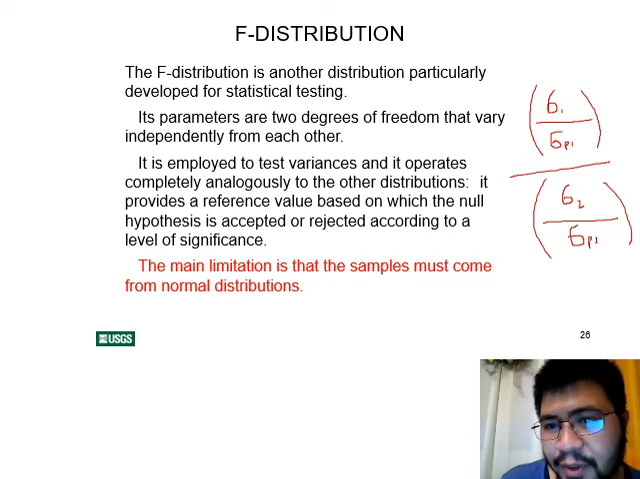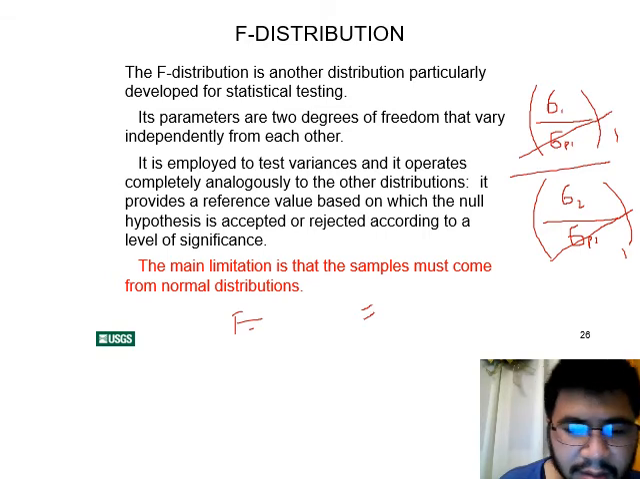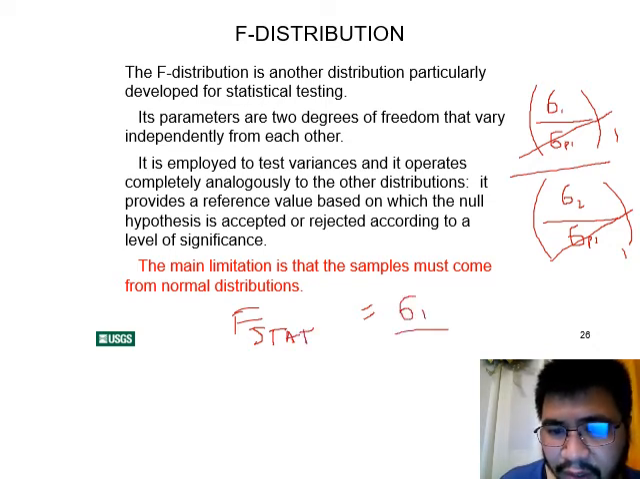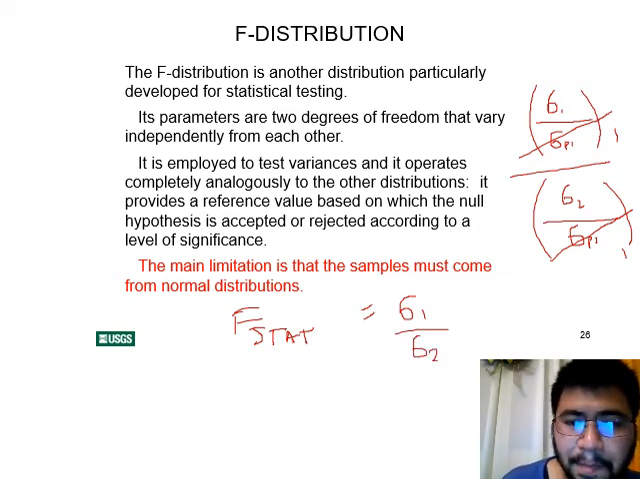For calculation purposes, the standard deviations of the population are equal to 1, so they just cancel out. So we are just left with the F statistic, which is just equal to your standard deviation of group 1 divided by the standard deviation of group 2. Okay.